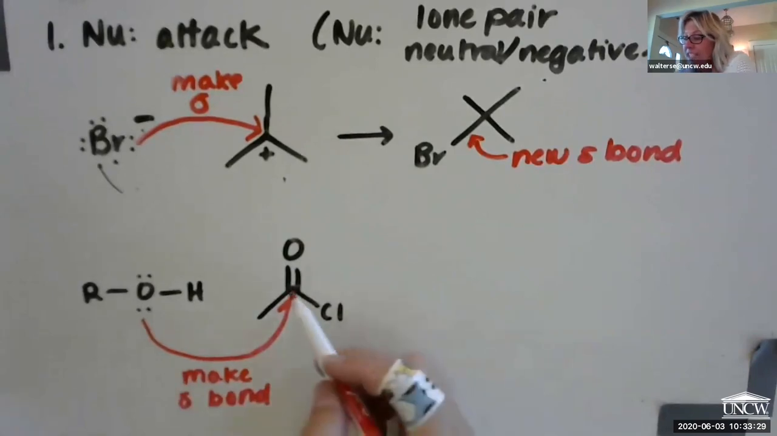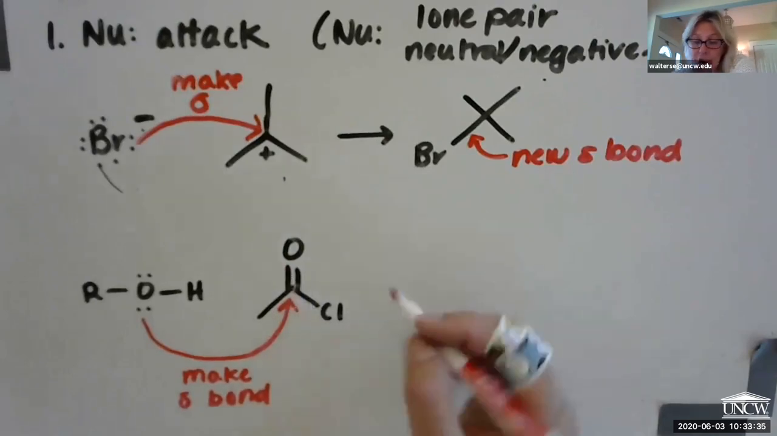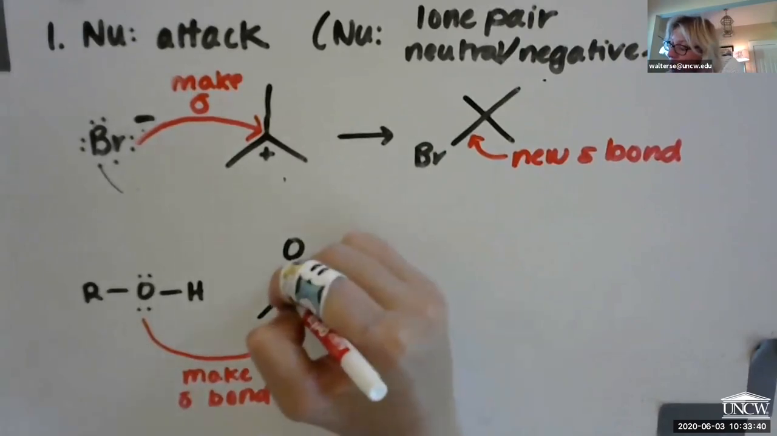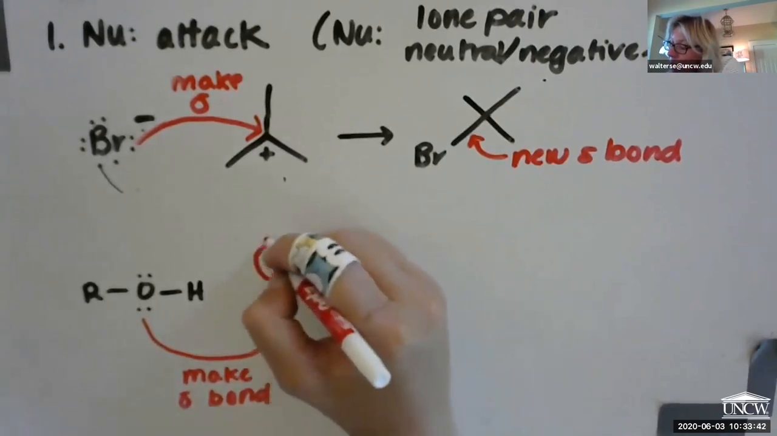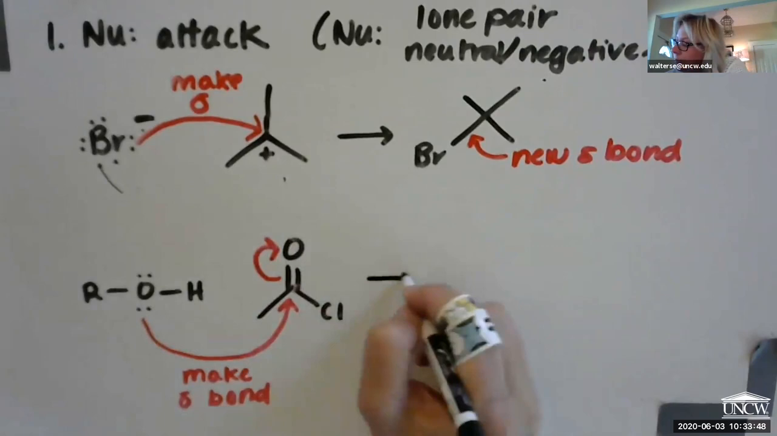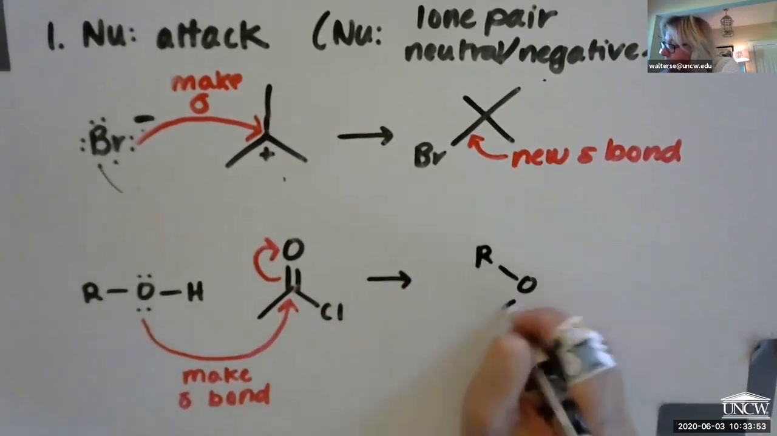But if this is all that I do, I'm going to end up with five bonds to that carbon, and that can't happen. So you can always move a lone pair, or sorry, pi electrons to a lone pair. So what you're going to make, I'm going to shift the organization here a little bit.